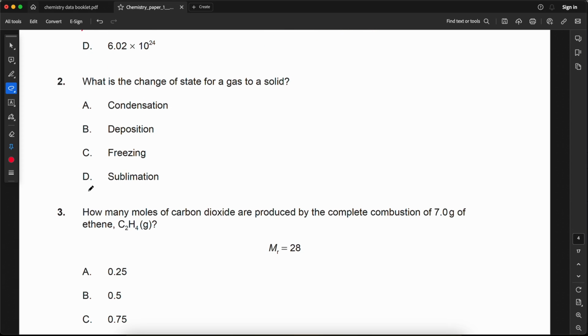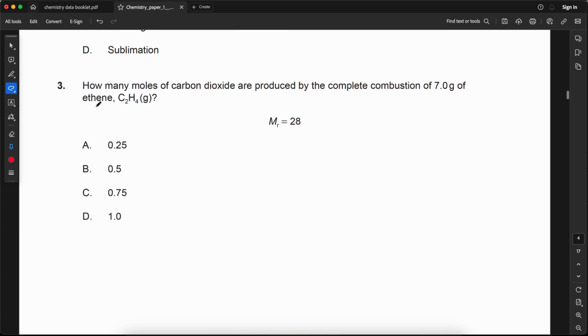What is the change of state for a gas to solid? It's deposition. Condensation is from gas to liquid. Freezing is from liquid to solid. Sublimation is from solid directly to gas.